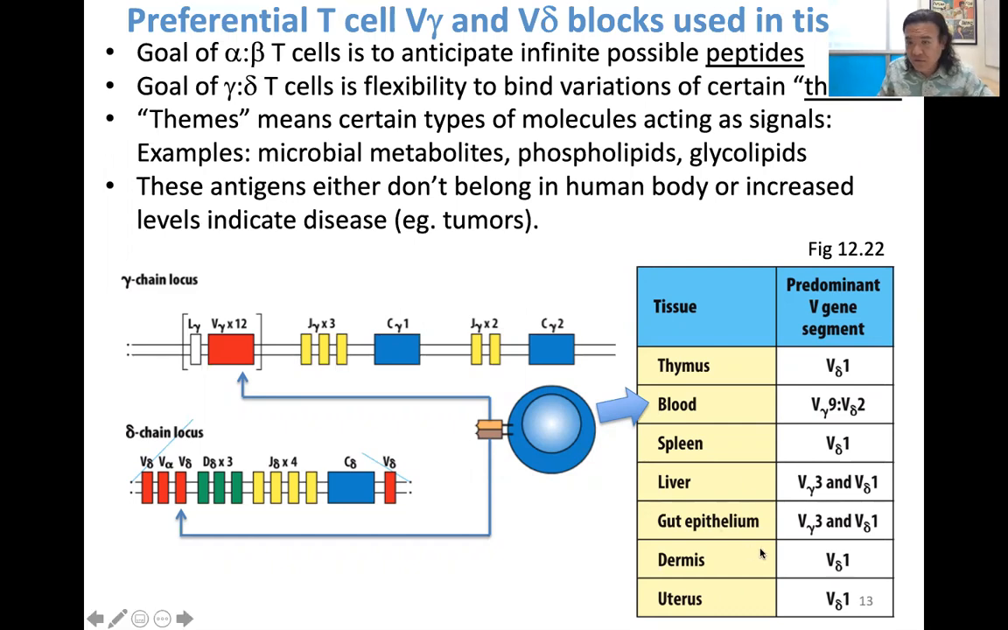Other variations are, for example, V gamma 3 and V delta 1. These gamma delta T cell receptors are more useful in places like the gut epithelium, because that particular combination of V blocks makes for certain shapes that maybe are more suited for binding the types of families of signals that you see in gut epithelium if there's something wrong with your gut epithelial cells. Okay.